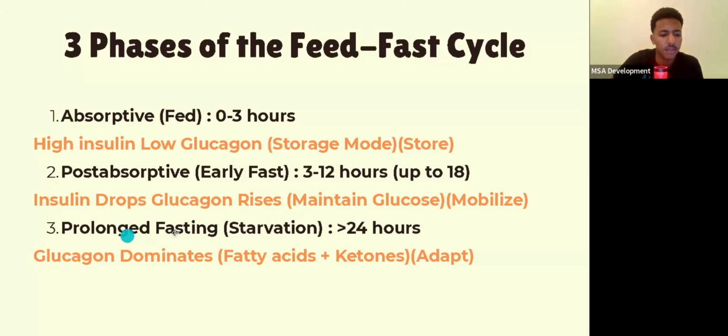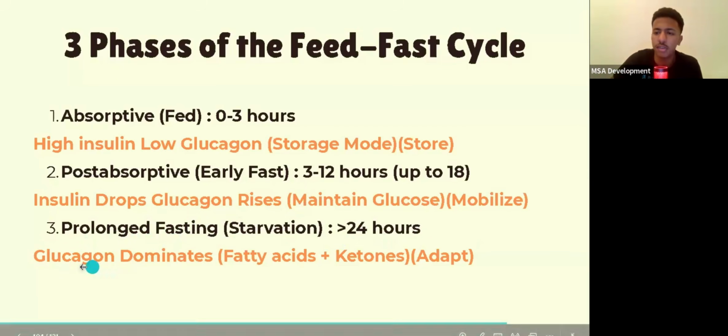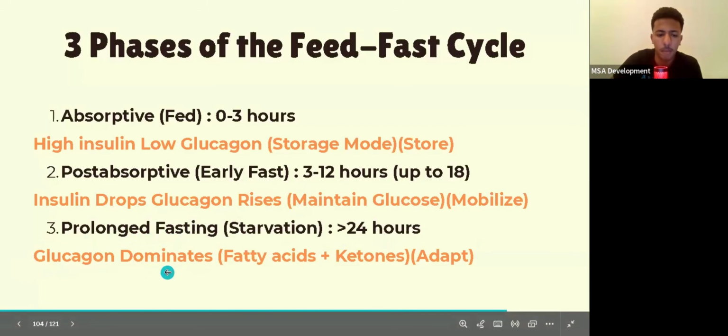And then the last stage is the prolonged fasting or starvation, and it's more than 24 hours. In this stage, you don't have any glycogen reserves. You finished your glycogen. Glucagon dominates. Insulin is going to be very, very low. Glucagon is going to be very, very high. And some key factors in this are fatty acids and ketones. They play a huge role in this stage. And you're just trying to adapt to whatever fuels you have remaining.